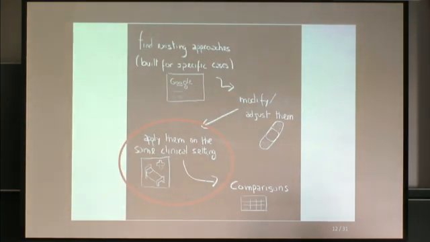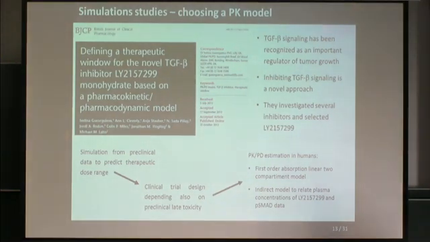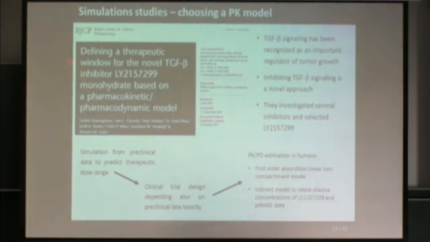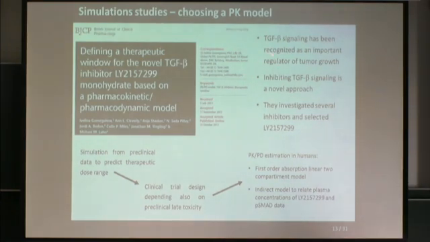Then we had to find a clinical setting, and after a meeting with Giulia Lestini and François Mentré in Paris, we decided to use the paper of Evelina et al. on defining a therapeutic window for the novel TGF-beta inhibitor, based on a pharmacokinetic and pharmacodynamic model. TGF-beta signaling has been recognized as an important regulator of tumor growth, and inhibiting it is a novel approach.